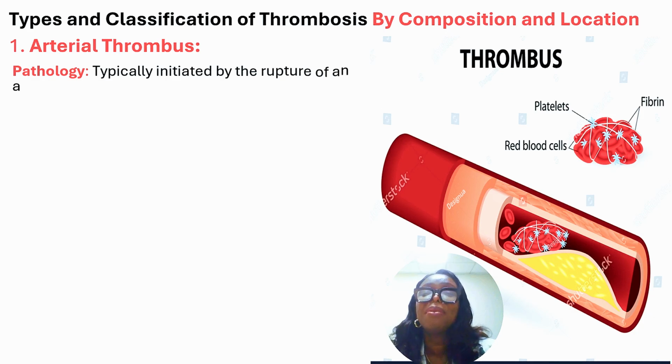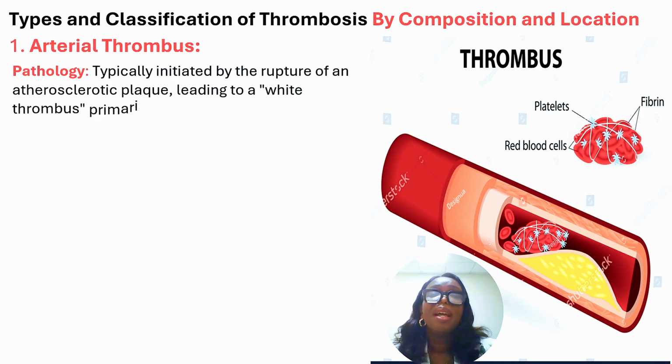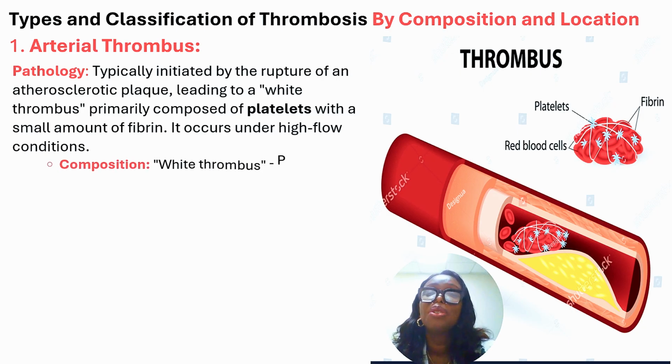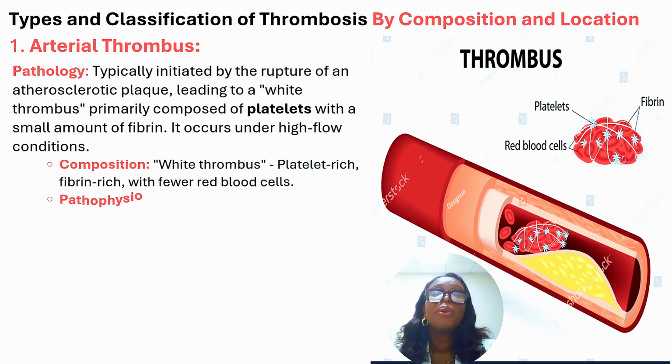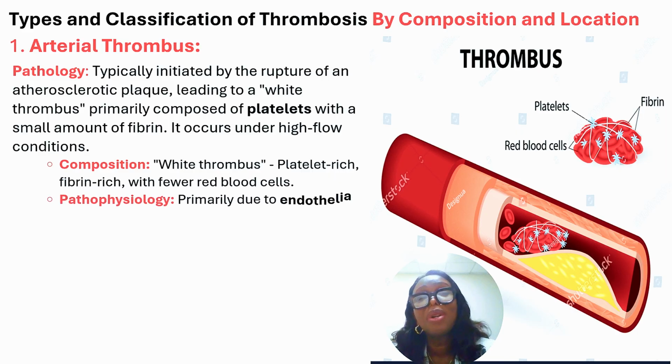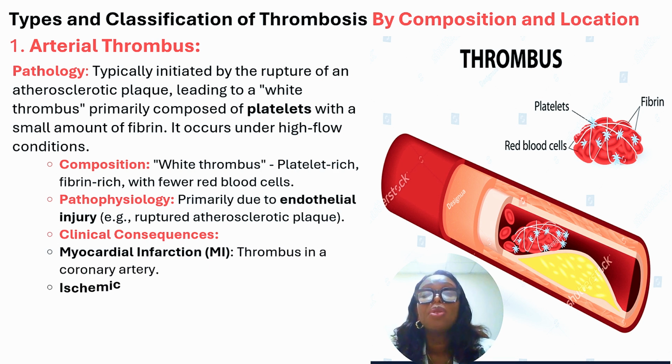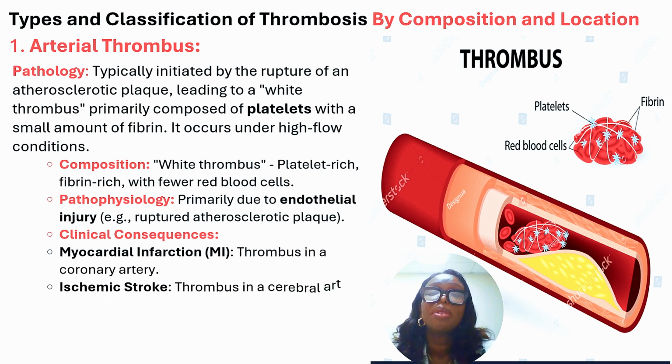There are different types or classifications of thrombosis, and they are classified using different categories. The first classification we are going to consider is classifying thrombosis based on the composition and the location where the thrombus is formed. So the first one we have is what we call arterial thrombus.